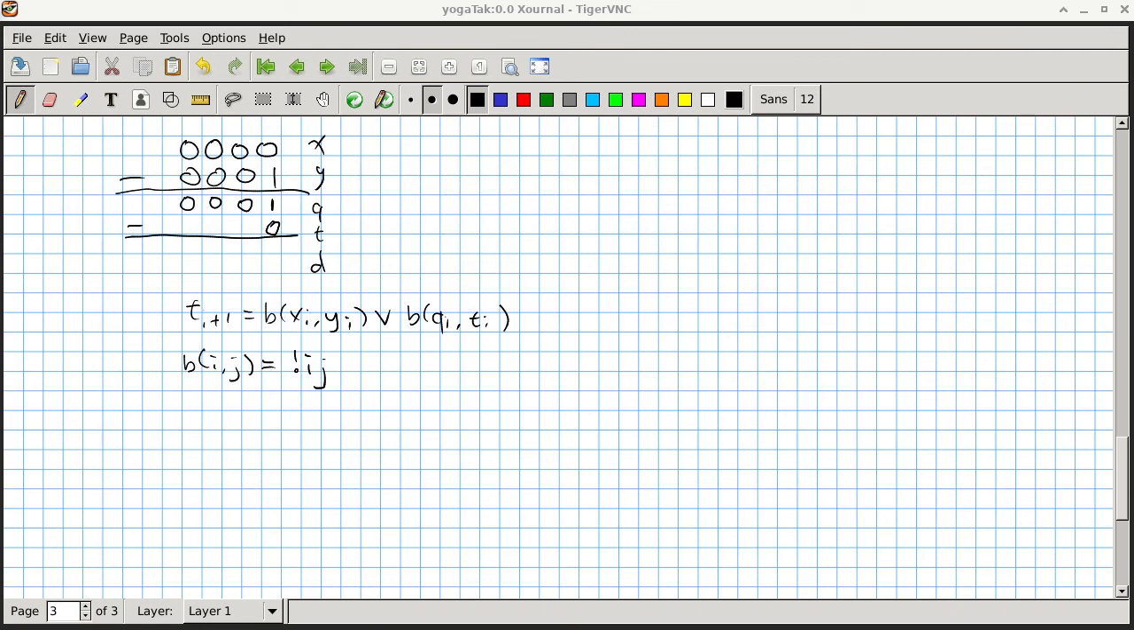Okay, so now we look at the 0 minus 1. We have B of 0, 1, which is a 1 already, which means we're going to have a 1 over here right away.